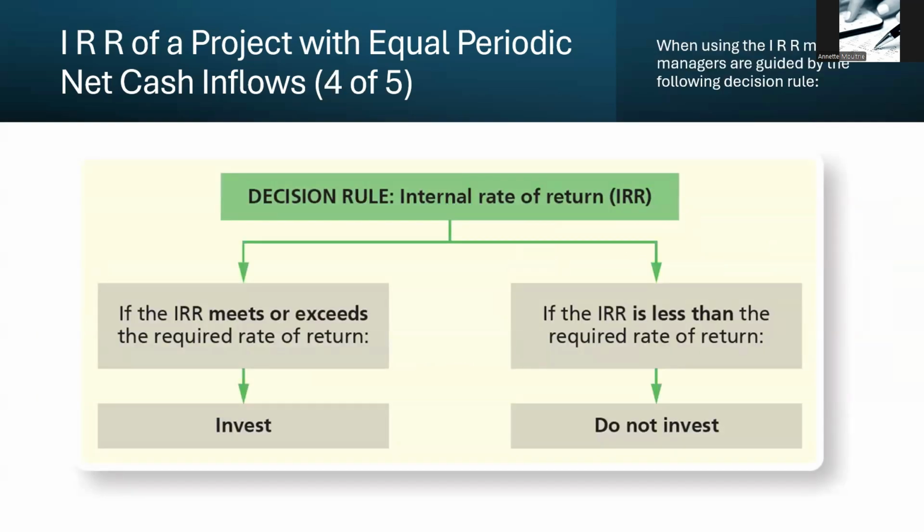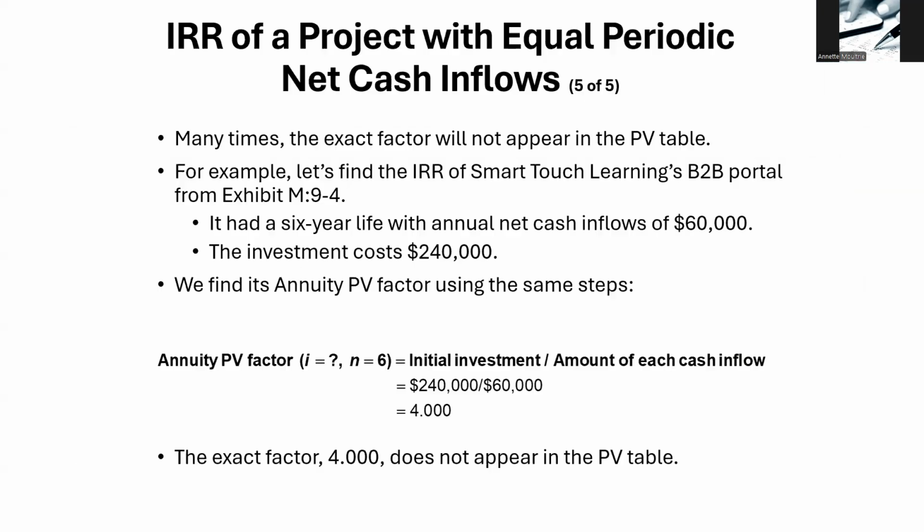So here we are at the decision rule for the internal rate of return. If the IRR meets or exceeds the required rate of return, then the company should invest. If the internal rate of return is less than the required rate of return, the company should not invest. In the laptop project, the exact annuity PV factor, 3.274, remember that, appears in the present value of an ordinary annuity of $1 table.